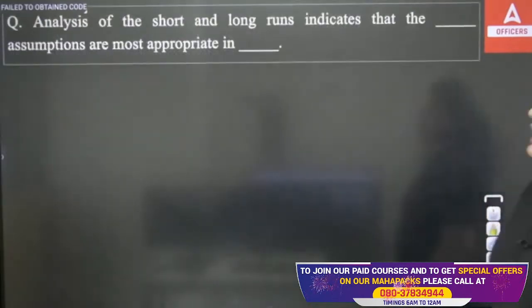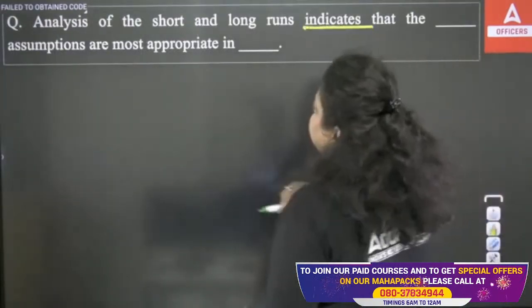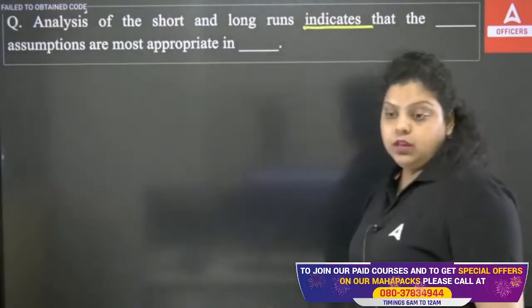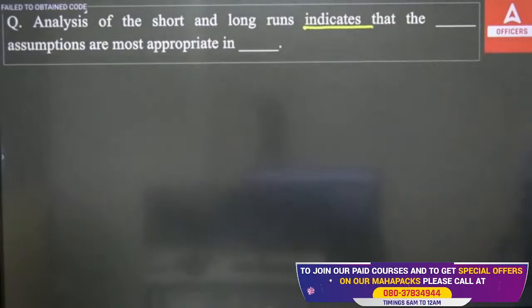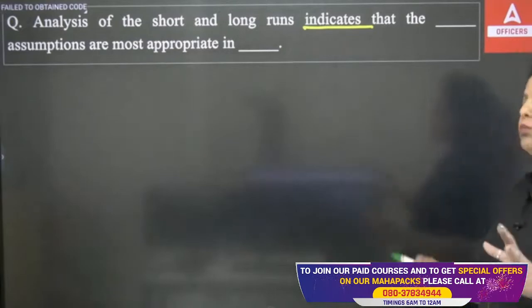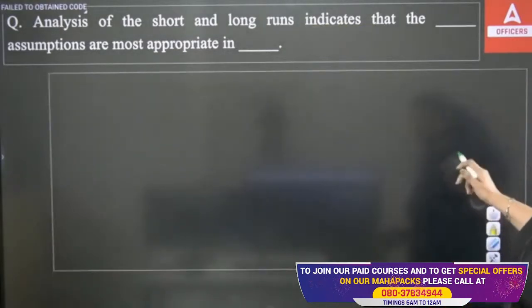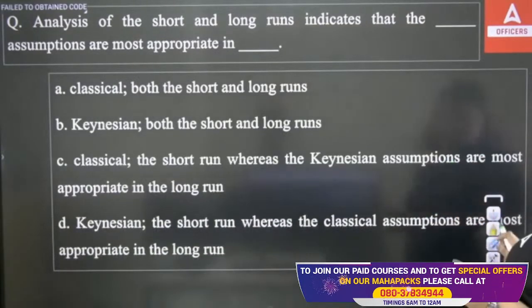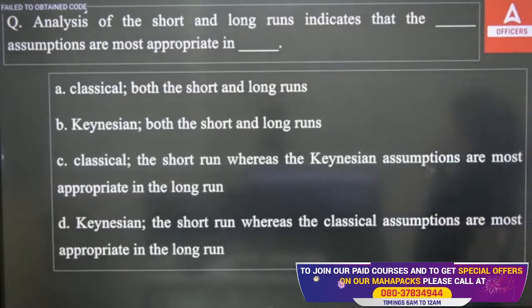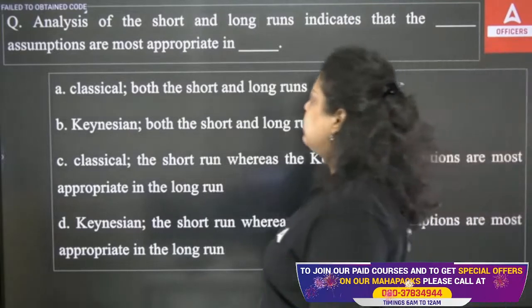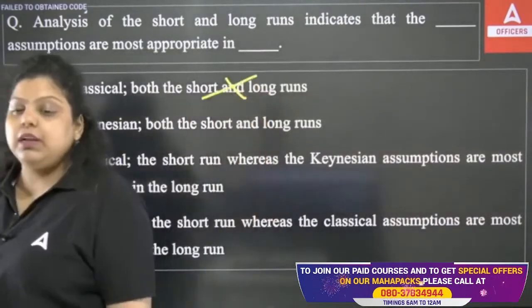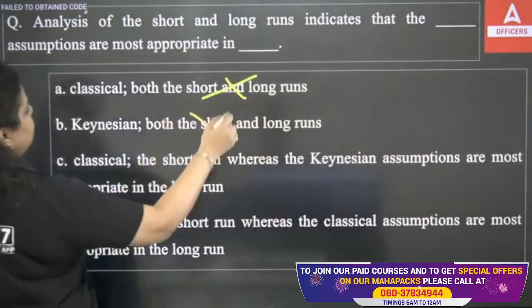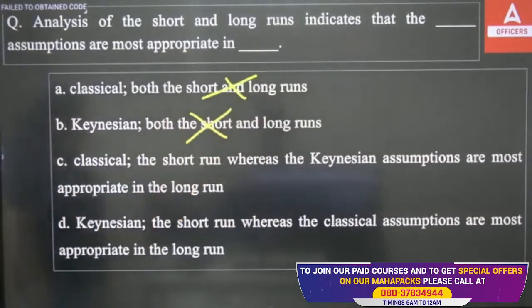Now, the analysis of short and long runs indicates that the dash assumptions are most appropriate in. So when we analyze the short run and long run of the ISLM curve, it indicates that the assumptions we have are most appropriate in what? In your classical theory or your Keynes theory. First, in case of classical, assumptions are most appropriate in both long and short term. No, it can't be possible in both long and short term. Your assumption cannot be correct for both.